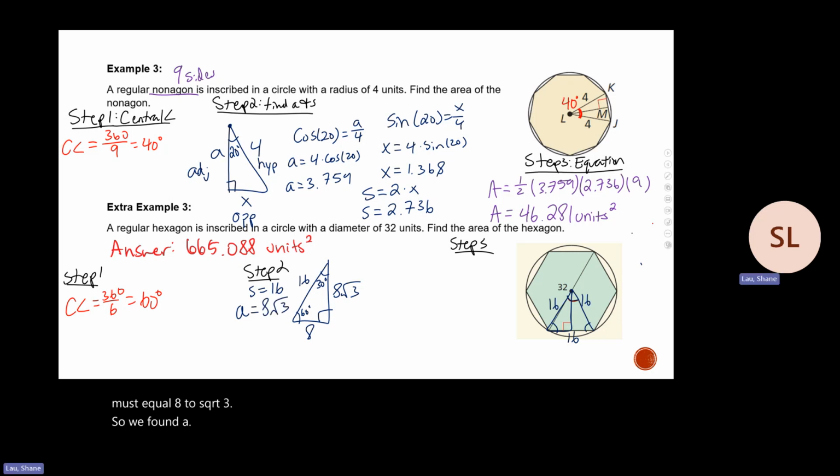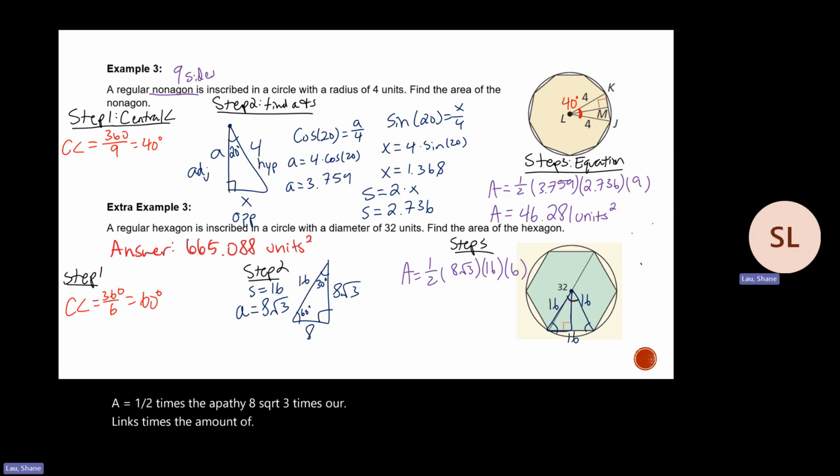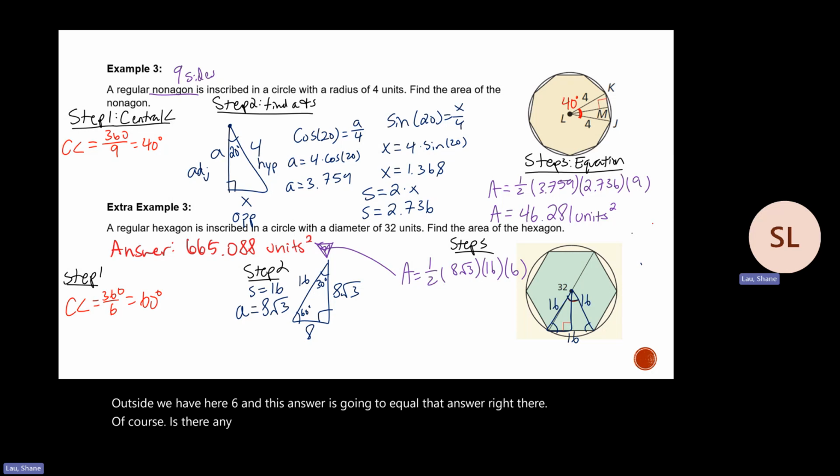And now that we've done everything we need to possibly do here, plug it into that equation. A equals 1/2 times the apothem, 8 square root of 3, times our side length, 16, times the number of sides we have here, 6. And this answer is going to equal that answer right there. And I've already given the answer. Of course, if there are any questions, feel free to ask me. All good. Move on.